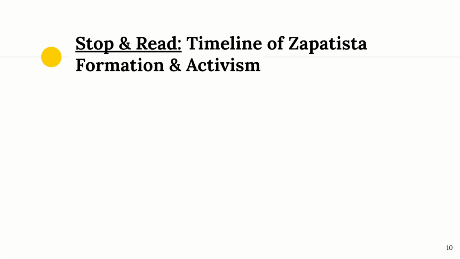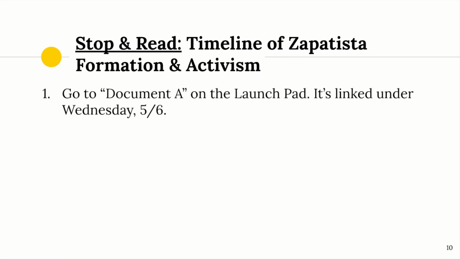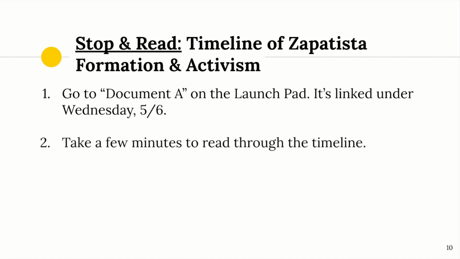All right, so next you're going to stop and read a timeline that's linked in your learning log. You're going to go to document A on the Launchpad. It should be under Wednesday, the 6th. Oh, now that I'm reading this, definitely linked under Tuesday. Whoops, okay. Yeah, so it's linked under Tuesday, and you're going to click that document. I want you to take a few minutes to read through the timeline.